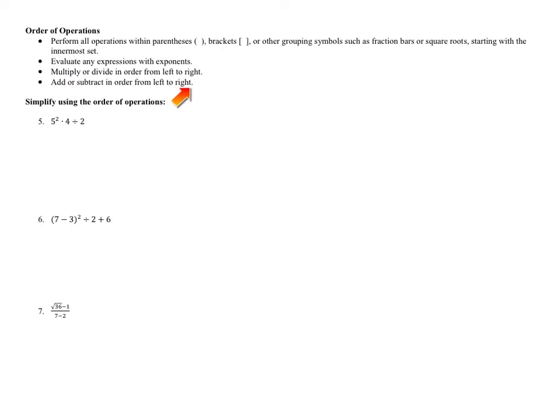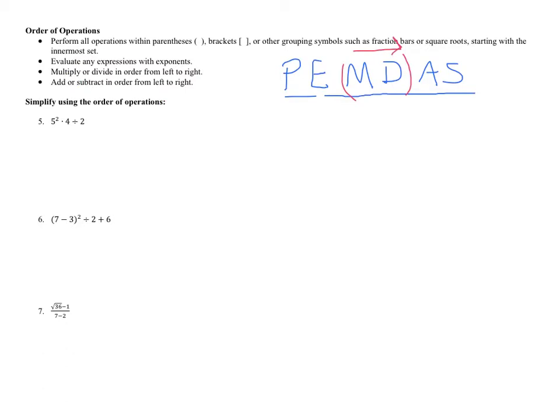Many students will often remember this order of operation using the mnemonic device PEMDAS. This stands for parentheses, exponents, multiplication, division, addition, subtraction. Now I like to add a little grouping to my PEMDAS around the multiplication division with an arrow from left to right, reminding me that it must go from left to right, and then addition and subtraction again with that left to right arrow. So let's look at an example.